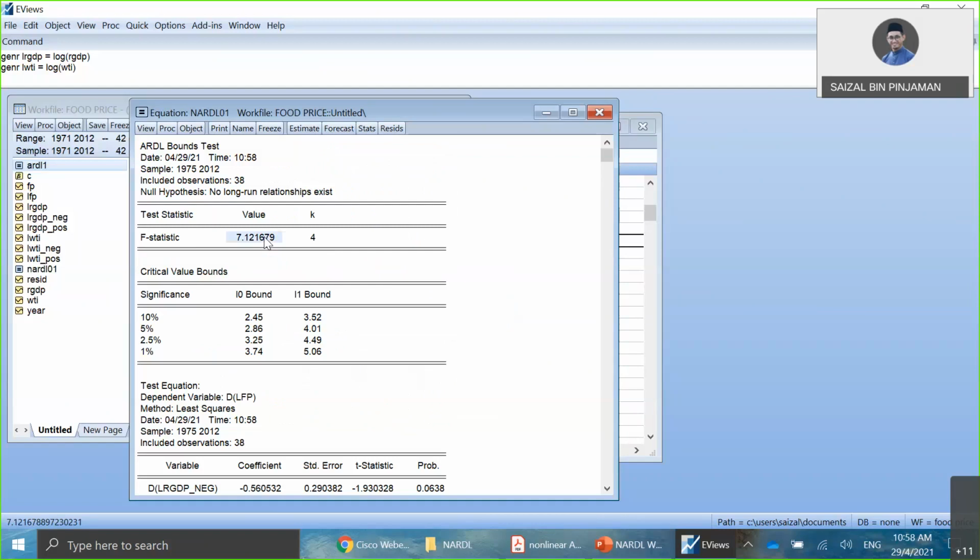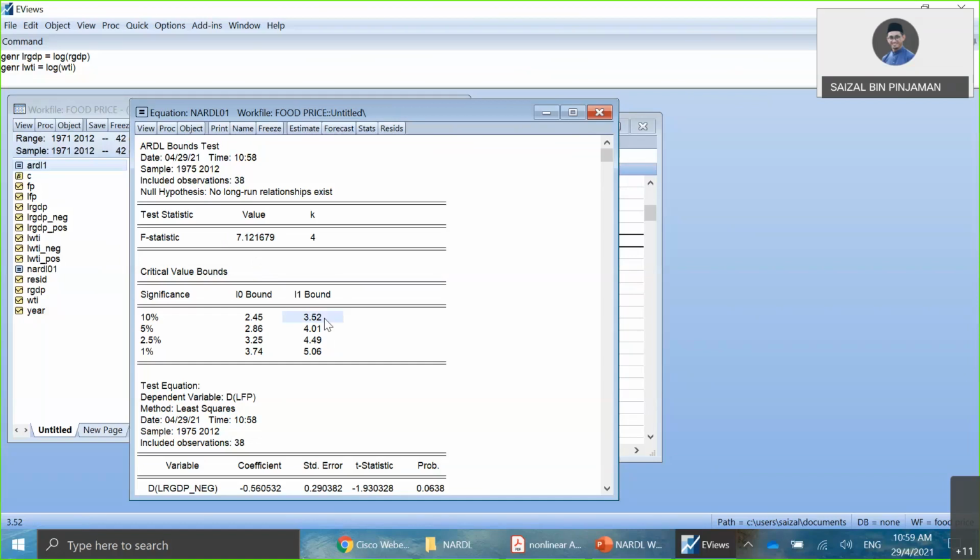And we compare this value with the lower bound and the upper bound. Here you can see that the F statistic is higher than the upper bound at 10%. Since we are using the 10% significance level, we use the same rules or assumption as before for this bound test. So here, our F statistic value is 7, while our upper bound value is 3.52. Obviously, our F statistic is larger than the upper bound.